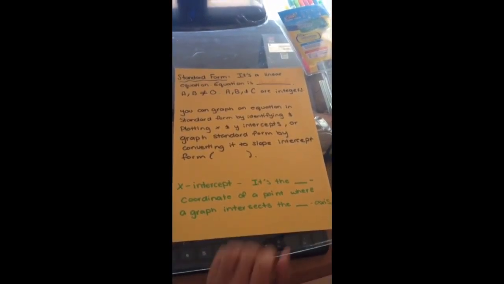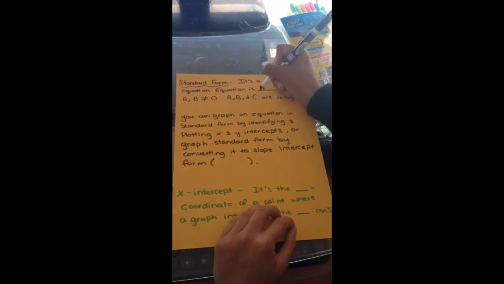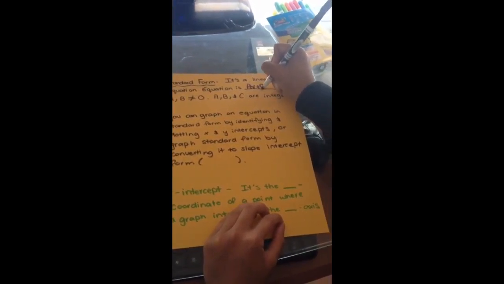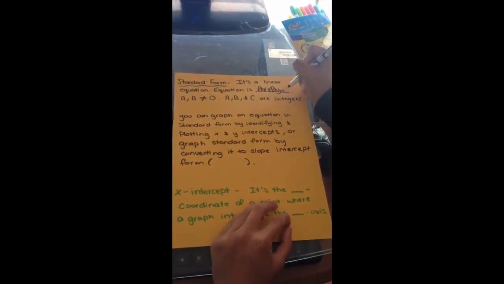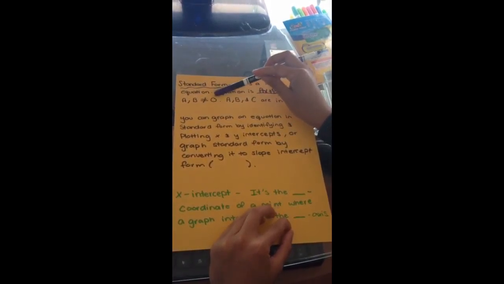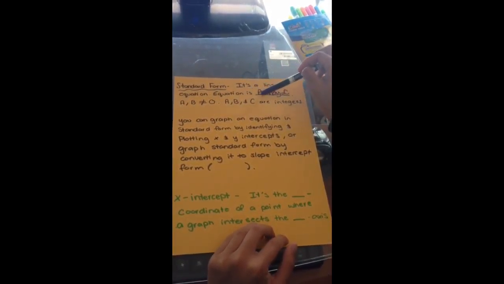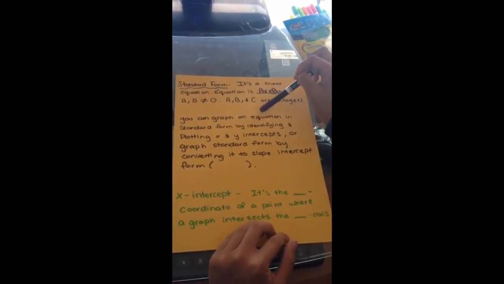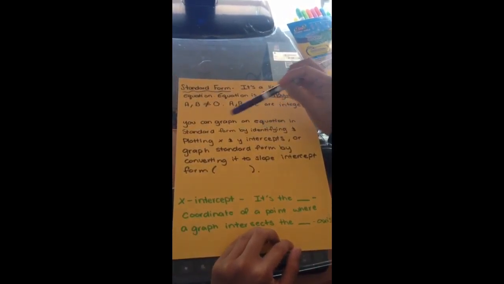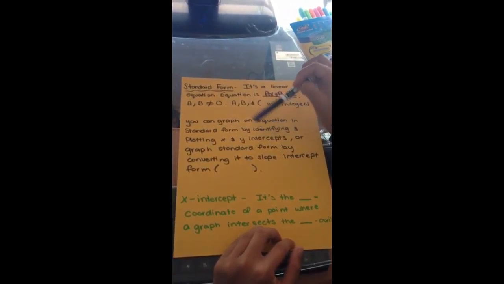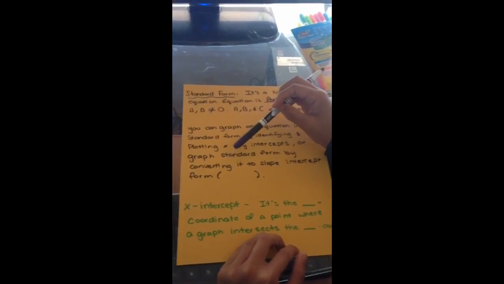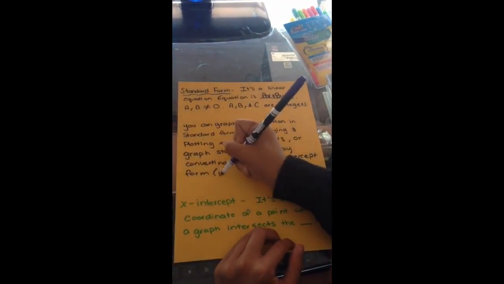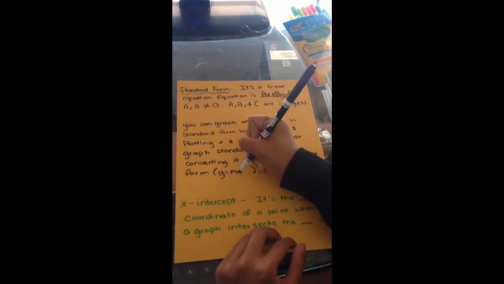Standard form. It's a linear equation. The equation is ax plus by equals c. A and b are not zeros. A, b, and c are integers. You can graph an equation in standard form by identifying and plotting x and y intercepts, or graph standard form by converting it to slope-intercept form, y equals mx plus b.